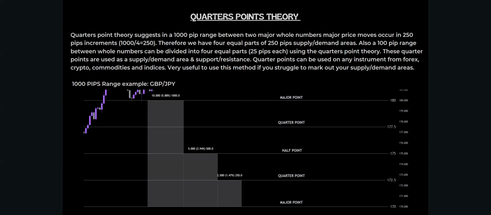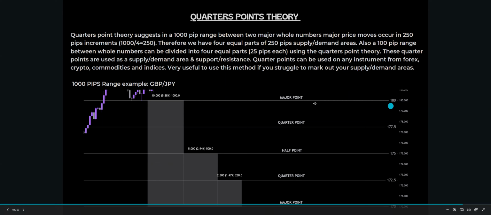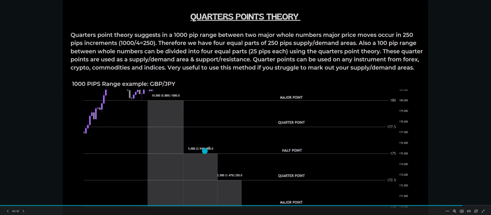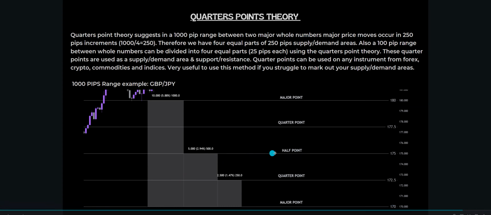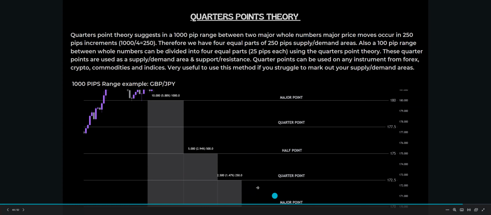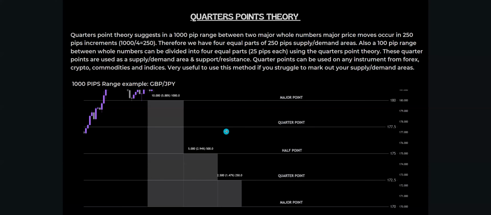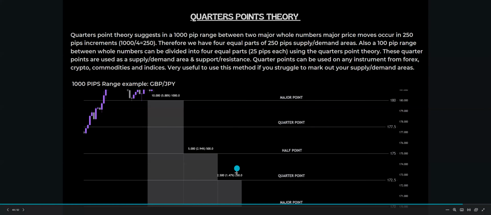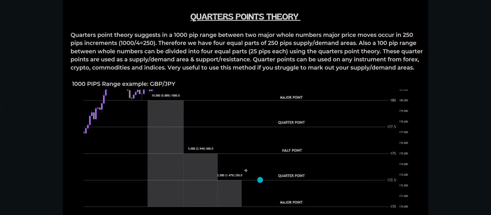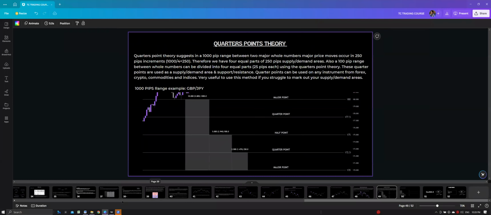So an example here of a 1,000 pip range on, I think this is British pound Japanese yen. So you see how we have a massive range, right? We mark off a flat number, 170 and 180. And this is a 1,000 pip range. Then we mark off our midpoint, which is a 500 pip range, right? That is your half point. And then you mark off a 250 pip range from your major point, right? And this is your quarter point. Again, you have a quarter point between that half point and that major point there. That is your quarter point. So if you notice, there are 4 different halves, 250, 250, 250, 250. And there are a lot of reactions in the market at these 250 pip increments, which I'll show you.